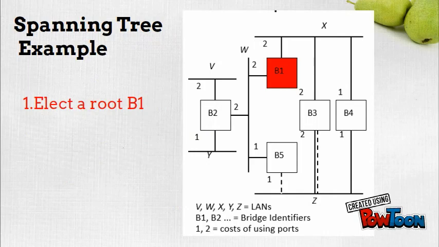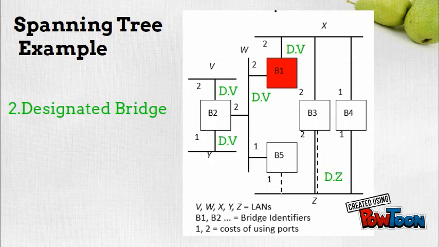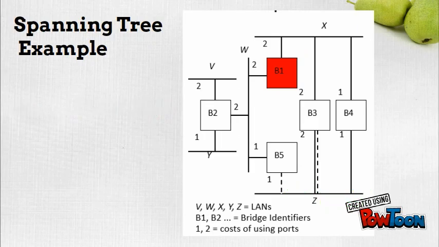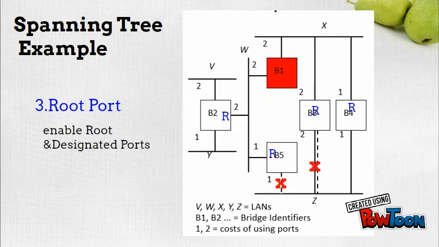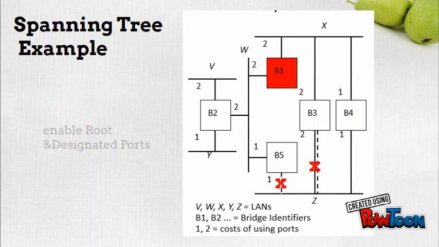Here is a spanning tree example. Firstly, compare the bridge identifier numbers: B1 is selected as the root. Secondly, compare the cost to reach the root to select the designated bridge. For example, for Z sending to B1, the cost through B4 and B5 is the same, 2. The B4 identifier number is smaller, so choose B4. The third step is to identify root ports that are connected to B1, enable the root and designated ports, and disable other ports, and last maintain the topology.